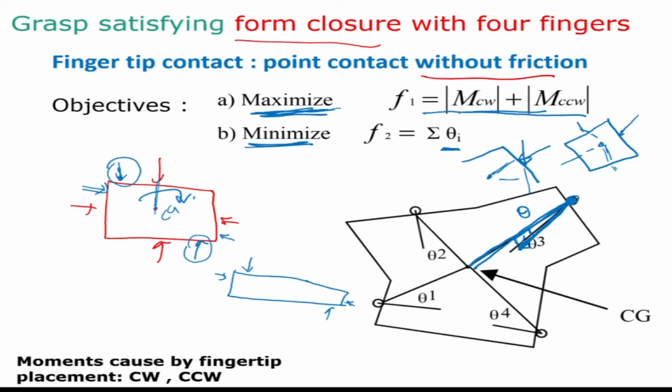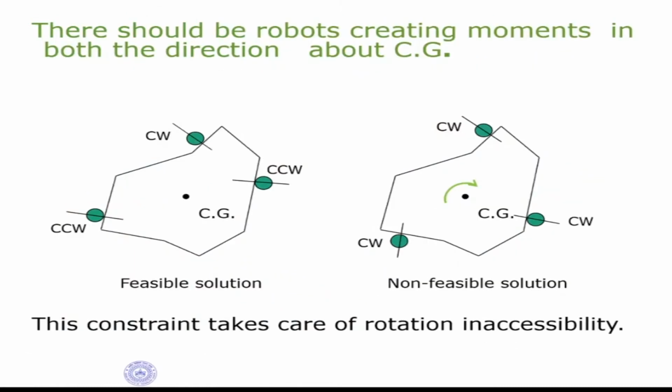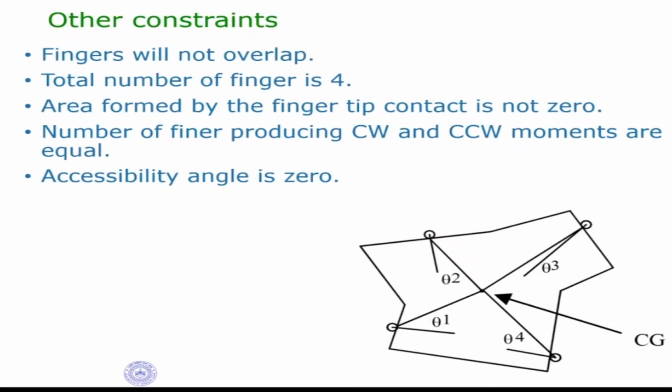Now we need to worry about the accessibility angle. The first constraint we saw is that the robot should be creating moments in both directions, clockwise and anti-clockwise, in order to balance the external disturbance torques that may come on the system. The other constraint is that the fingers should not overlap. The total number of fingers should be 4, because we know that for form closure of a 2D object, you need 4 fingers, which we have seen before.